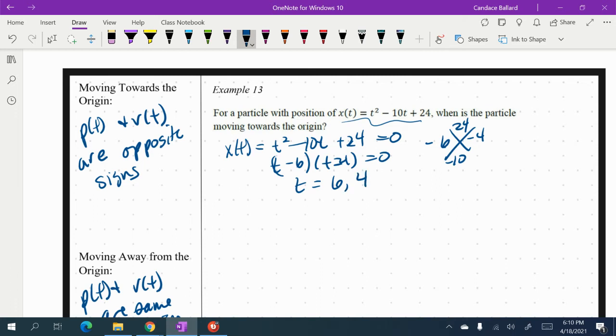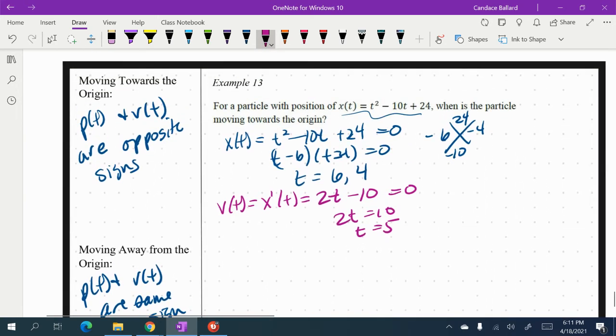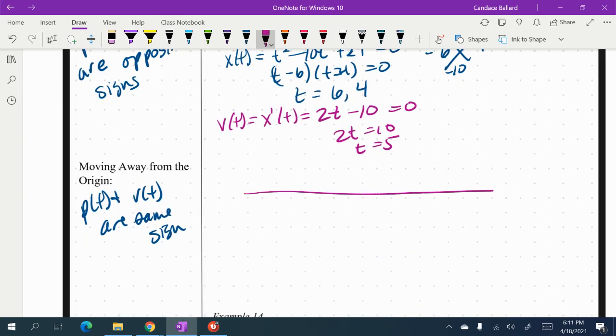I also need to know where the derivative is equal to 0, because that's where my velocity comes from. Velocity is the derivative of the position, which is 2t - 10 = 0. So 2t equals 10, and t equals 5 would also be a critical number. The key to this one is getting out a sign chart, and we're going to do a double layer sign chart, just like we did when we were doing curve sketching. My first critical number is 4, draw a fence. My next is 5, draw a fence. My next is 6, draw a fence. And then it goes to infinity.